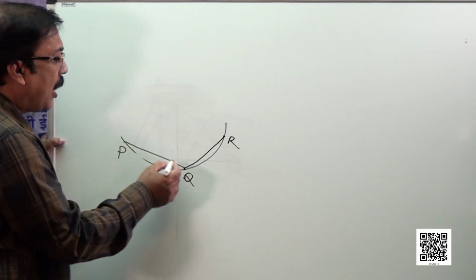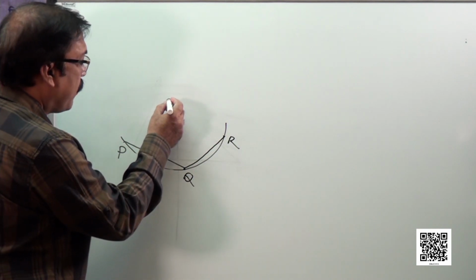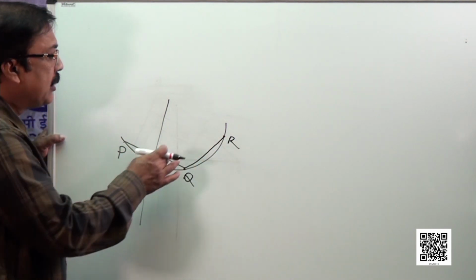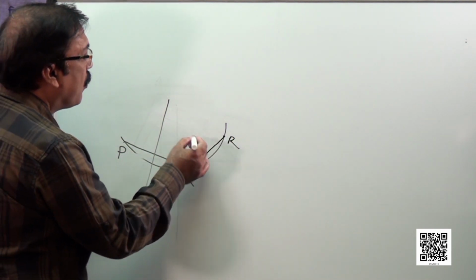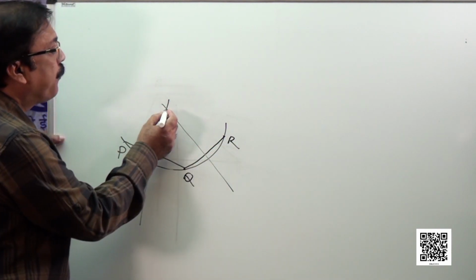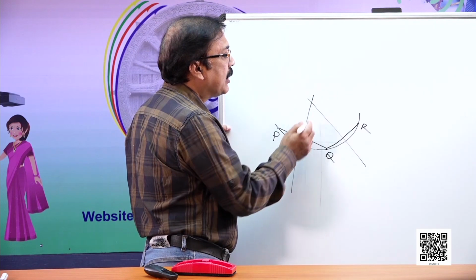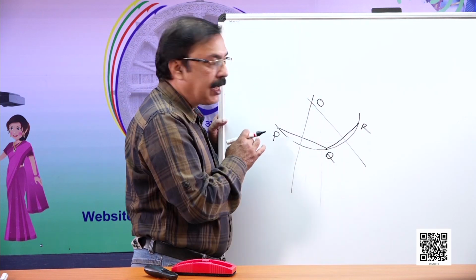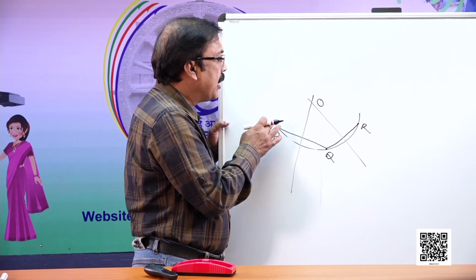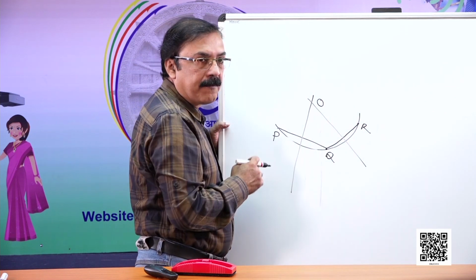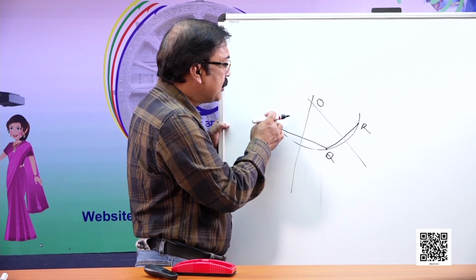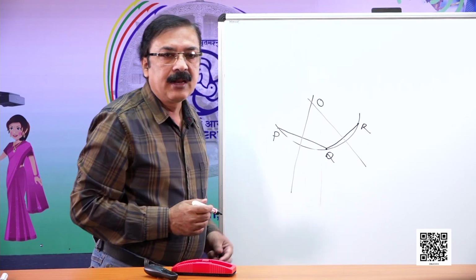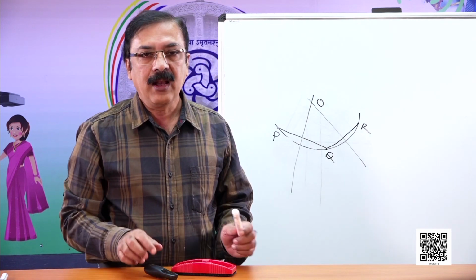Then perpendicularly bisect PQ by your compass and also perpendicularly bisect the line segment QR by your compass, and the point where these two bisectors meet, you can take that as O. By taking O as the center and OP as the radius, we can draw a circle. You will see that this arc will lie on that circle. Thus, we can complete the circle through a given arc.